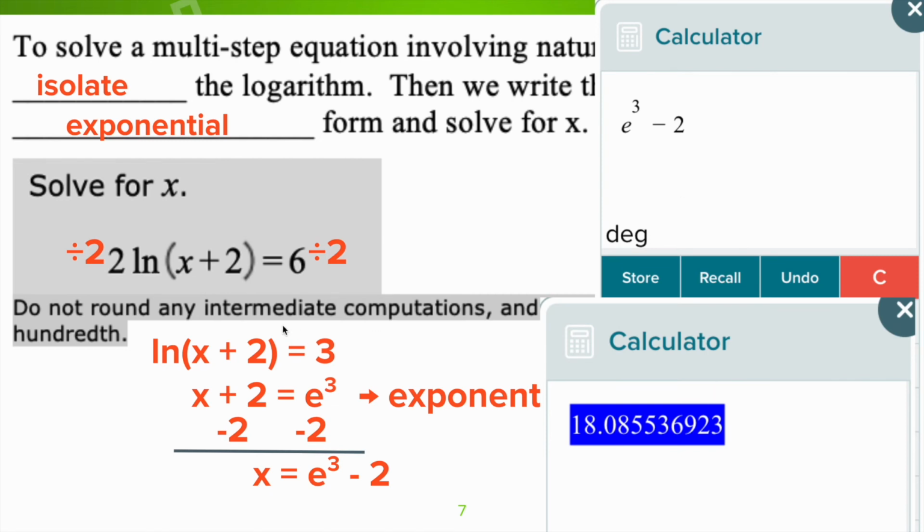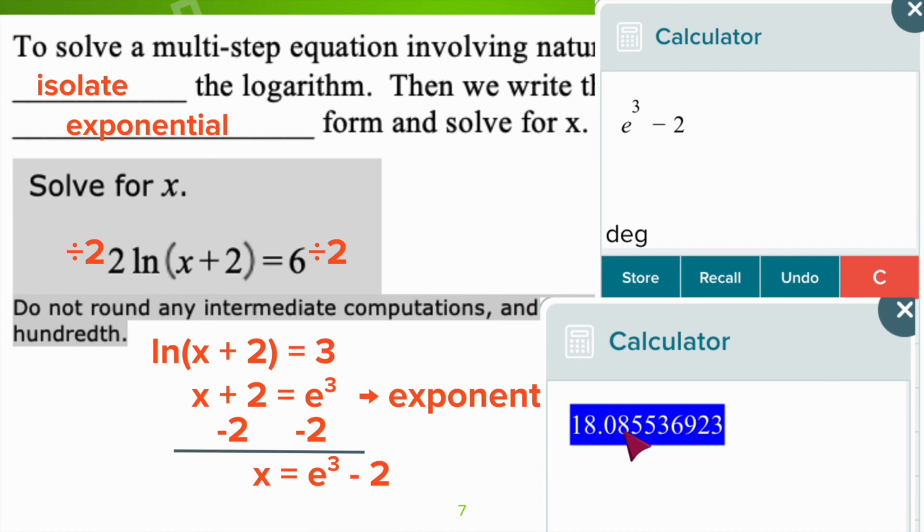We get 18.0855, and it wants us to round to the nearest hundredth. So again, I'd go to this 8, which is going to round up to a 9. So 18.09. If you put 18.1, you'd get it wrong. If you put 18, you'd get it wrong. 18.085, you'd get it wrong. Make sure you're paying attention to the rounding instructions. I've seen students get to this point and then simply not pay attention to what they were supposed to be rounding to. So 18.09 would be the correct answer.